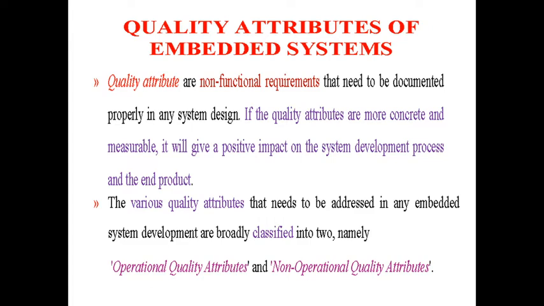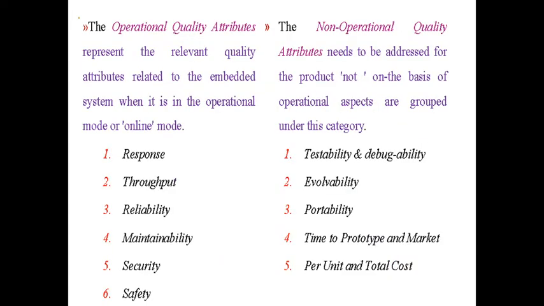There are various quality attributes which have to be addressed in any embedded system development, but they have been broadly classified into two categories: operational quality attributes and non-operational quality attributes. The operational quality attributes are those relevant quality attributes related to the embedded system when it is in the operational mode or the online mode. These are the attributes which will be measured when the system is online or in the operational mode.